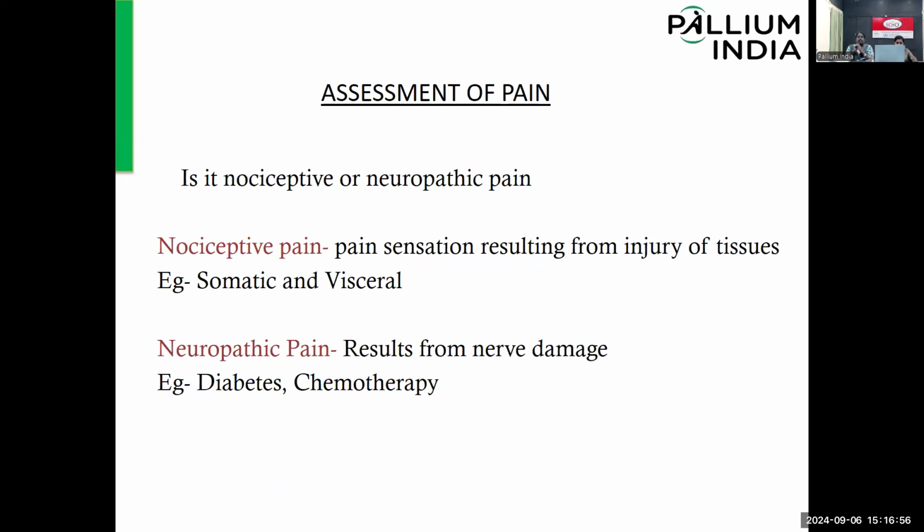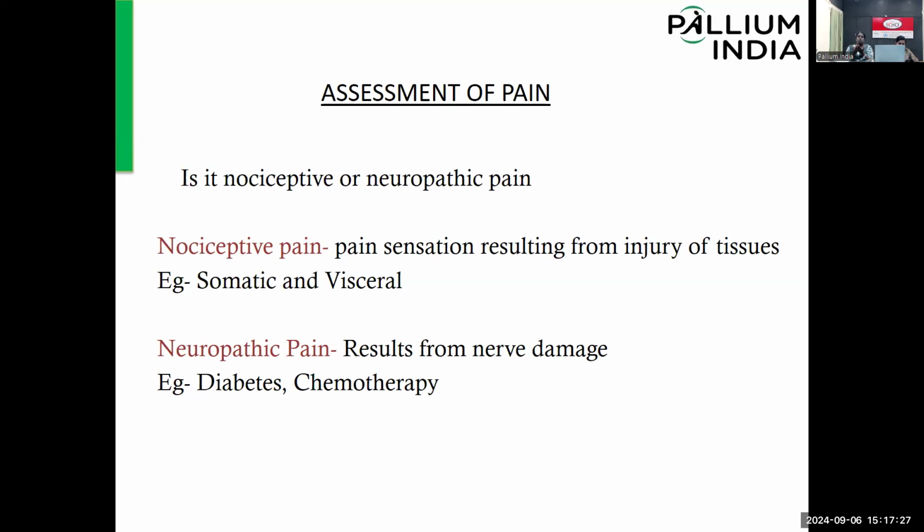Next, this is the assessment of the pain. I think you know what it is. Is it a nociceptive or neuropathic pain? You have to identify that with the quality of pain, we can assess. Why do we have to assess to differentiate nociceptive and neuropathic pain? Because the management is very different for nociceptive and neuropathic pain. So you have to understand whether it is nociceptive or neuropathic.